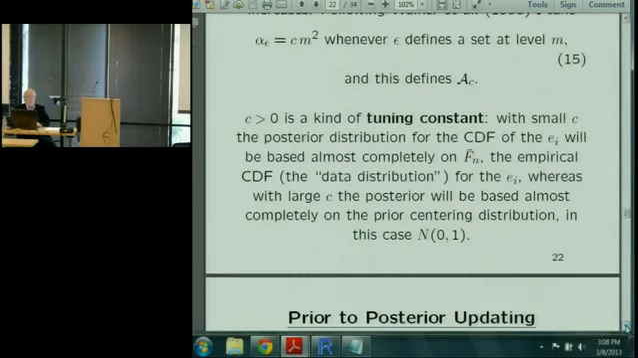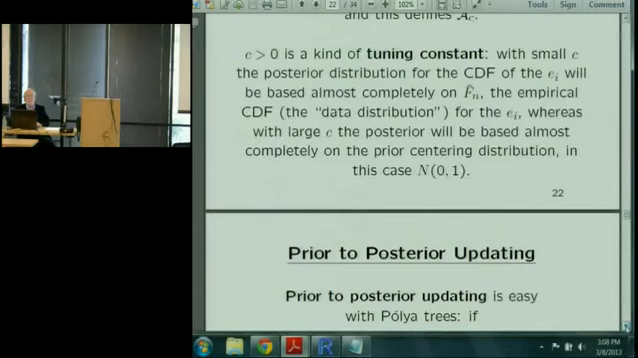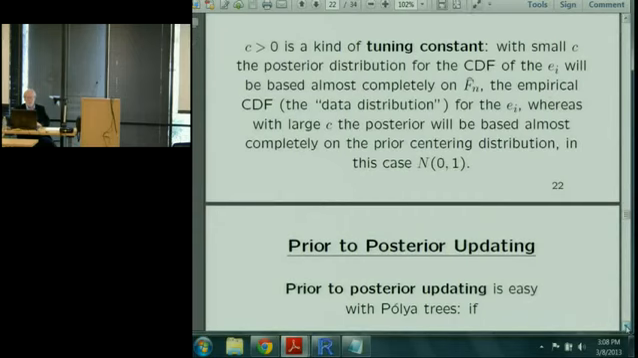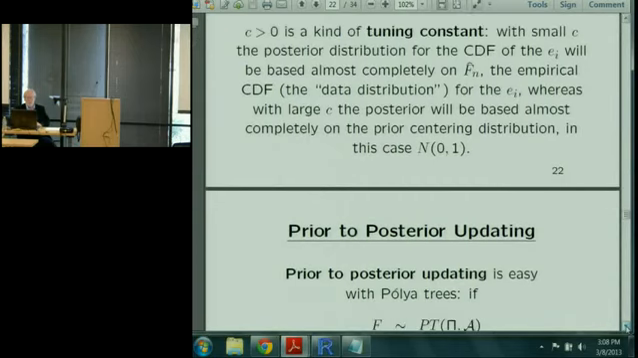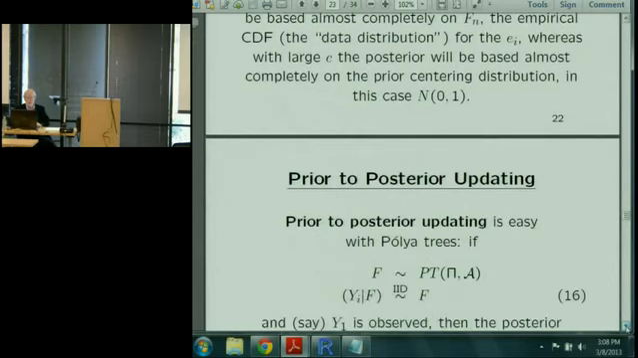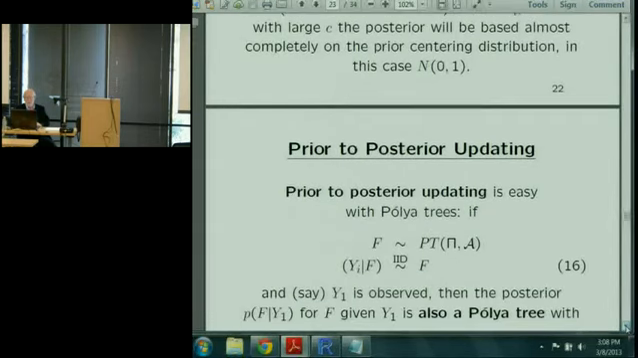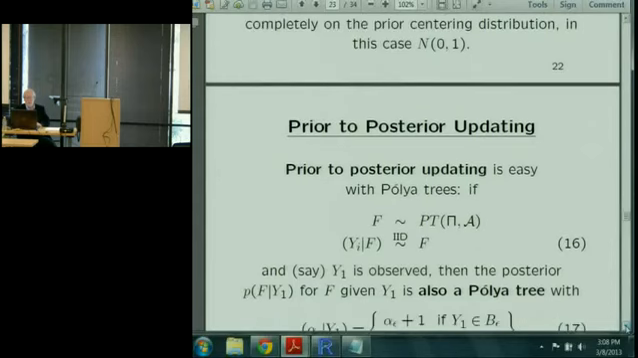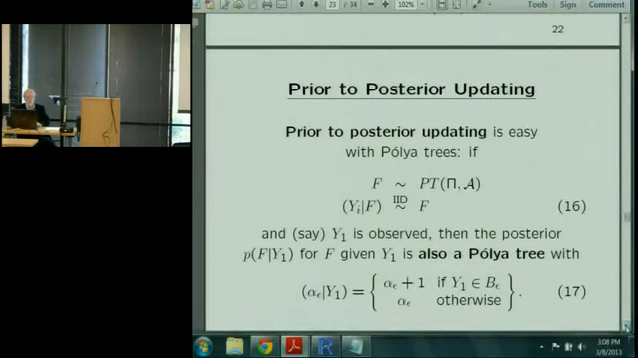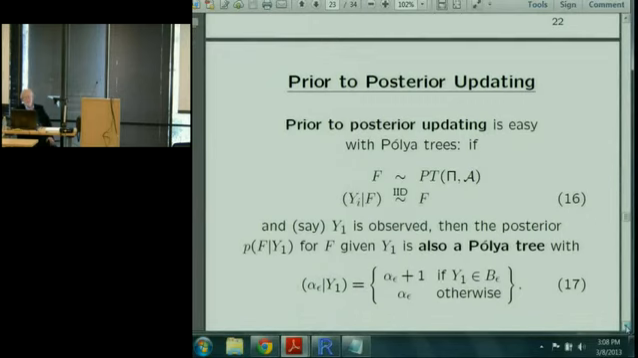Now, you've seen why this is called a tree, because there it is. It was a tree, right? A binary tree, in fact. Why is it called a polytree? Well, it's named after George Polya, a wonderful mathematician at Stanford, who unfortunately passed away some years ago. And it's called a polytree because the updating scheme follows something that people call a Polya urn scheme. And so it turns out that the following very cool thing works.